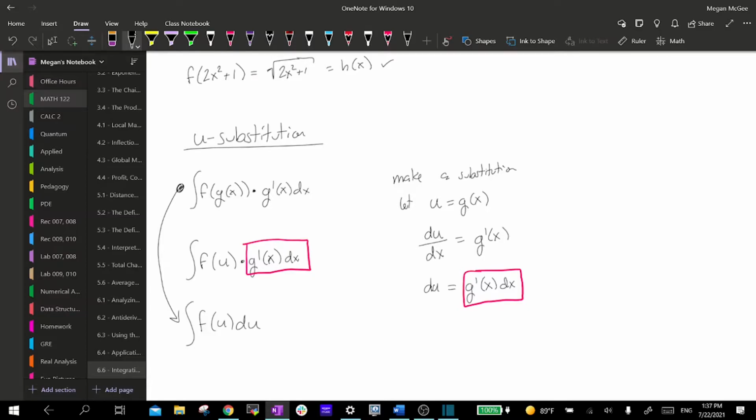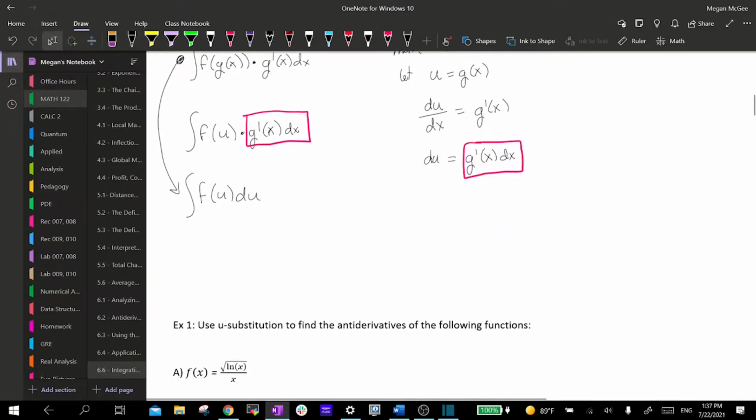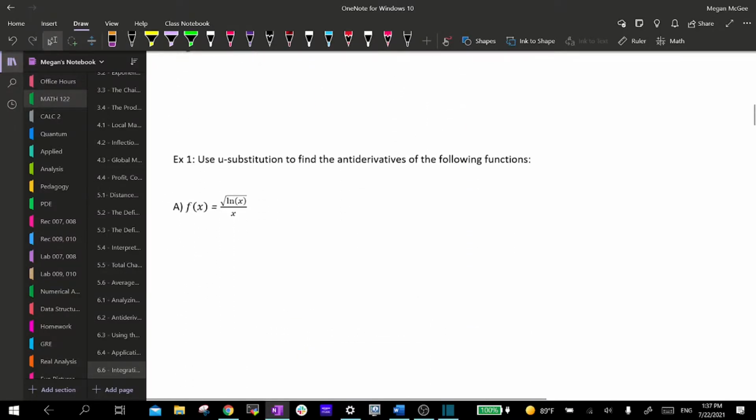So let's go ahead and look at a few examples. For example 1, again, we're just trying to use u substitution to find these antiderivatives. We want the integral of the square root of the natural log of x, over x, with respect to x. Picking the best u is not always intuitive.